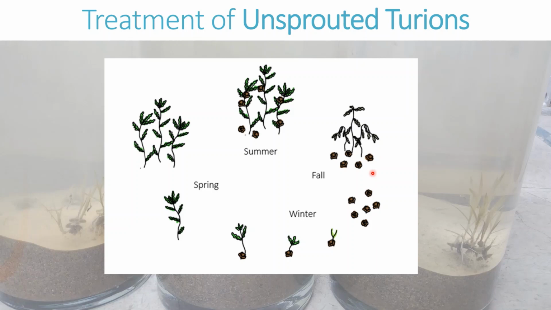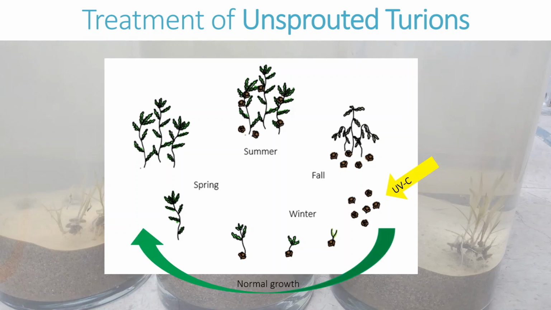So we started our lab trials by treating unsprouted turions with UVC. We saw normal germination and growth, and therefore there was no difference between the treated and control. Thus, UVC has no effect on naturally shed unsprouted turions.